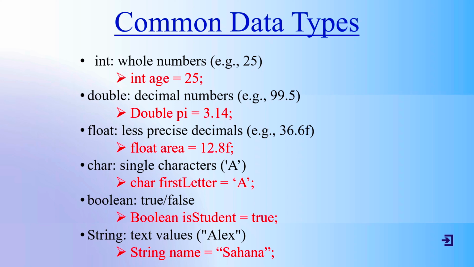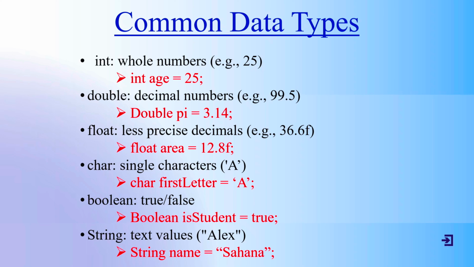Example, 99.5, 20.1, and so on. Float is also a data type which is used to store decimal numbers but with less precision. Double will store more decimal values but float will store less precision values. As we explained for double, it also stores values like 36.6f. F is used to indicate that it is a floating value.